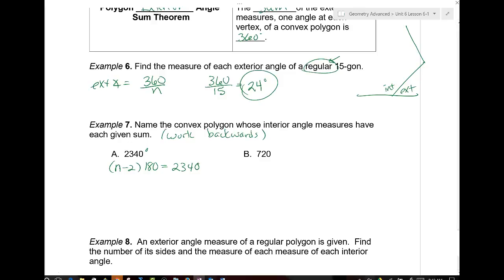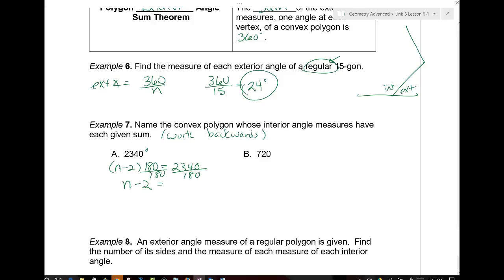Can I just do algebra now and solve for the number of sides? Because once I know the number of sides, can I name it, right? So when I do that, first thing I'm going to do, am I going to distribute the 180? What's easier? The easier thing to do is actually to divide by 180, because you just get rid of it and you don't have to worry about the parentheses. So divide both sides by 180 first, guys.